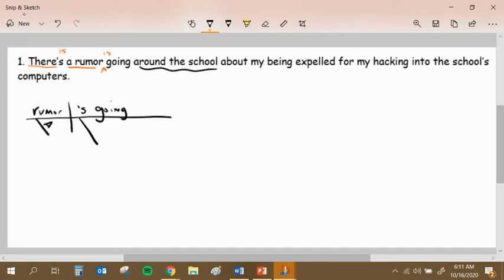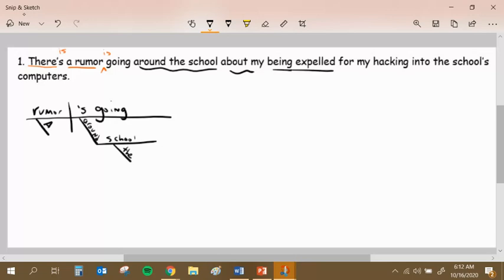So let's build that under here. So here's around school, the school. So see if I can squeeze this in here. Around school, the school. Here's another prep phrase. About, and then here's a weird noun. So I don't just simply have a gerund. This is a little more advanced for us, but I have this gerund being, but I have expelled with it.